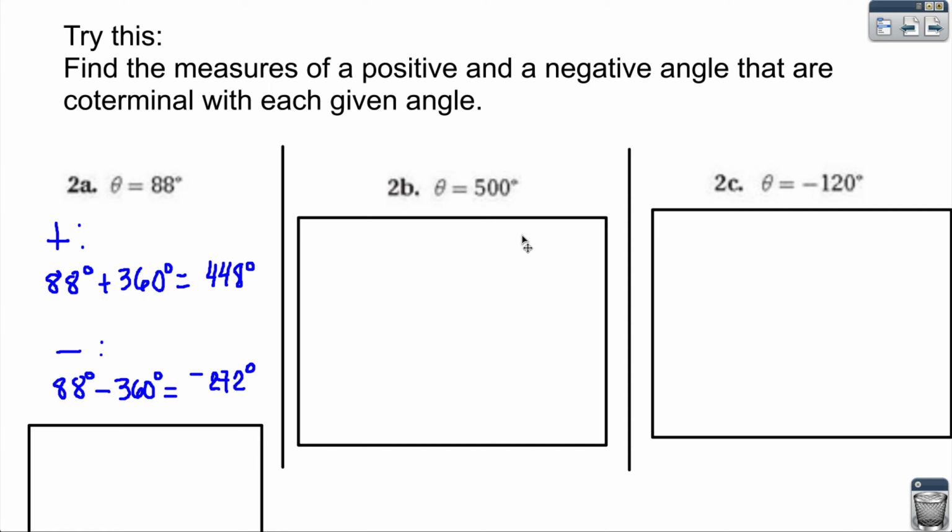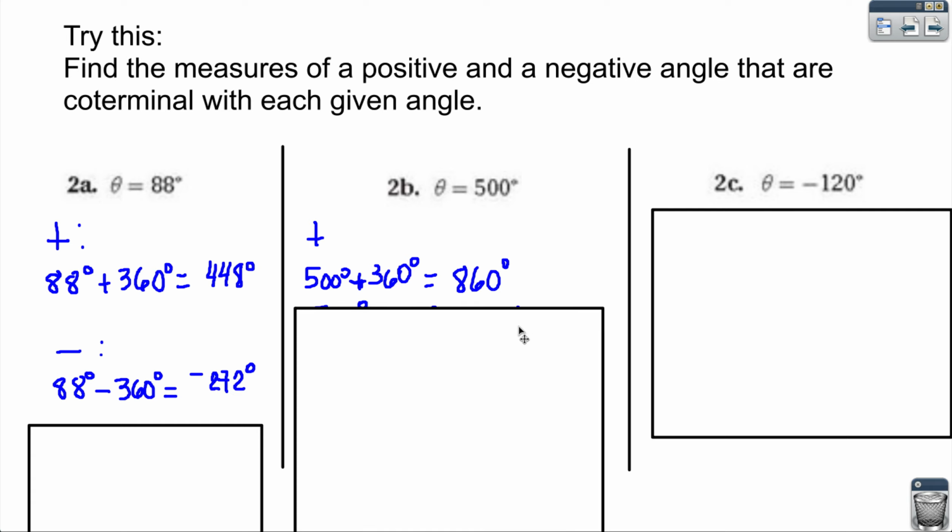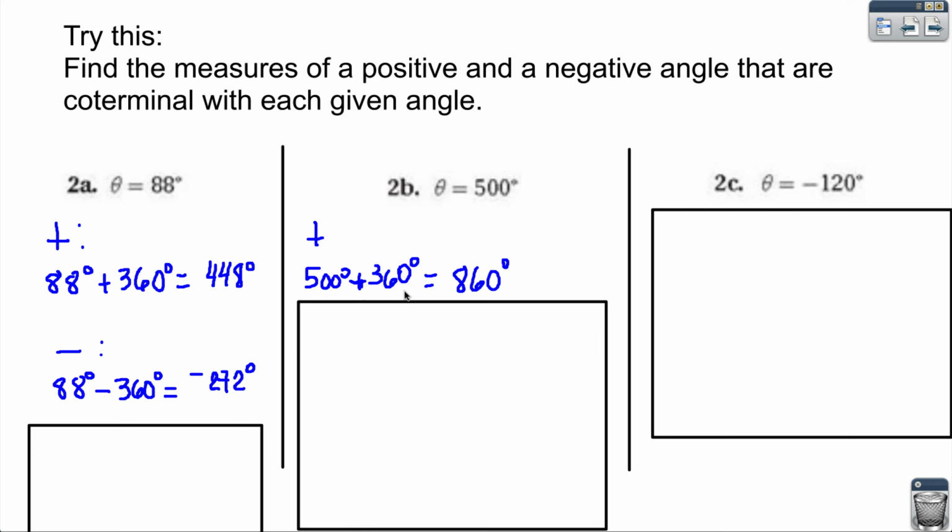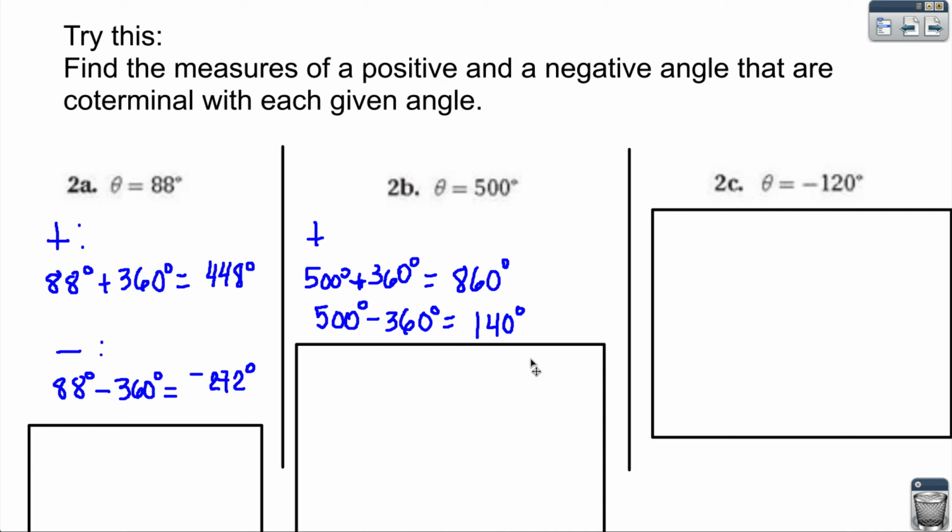To find a positive measure, some of you will do the following. Some of you will add 360 degrees. If you did this, that is correct. But some of you were thinking, well, what if I didn't add 360? What if instead I subtracted 360 and instead I got 140 degrees, which is also positive? Is that a correct answer?